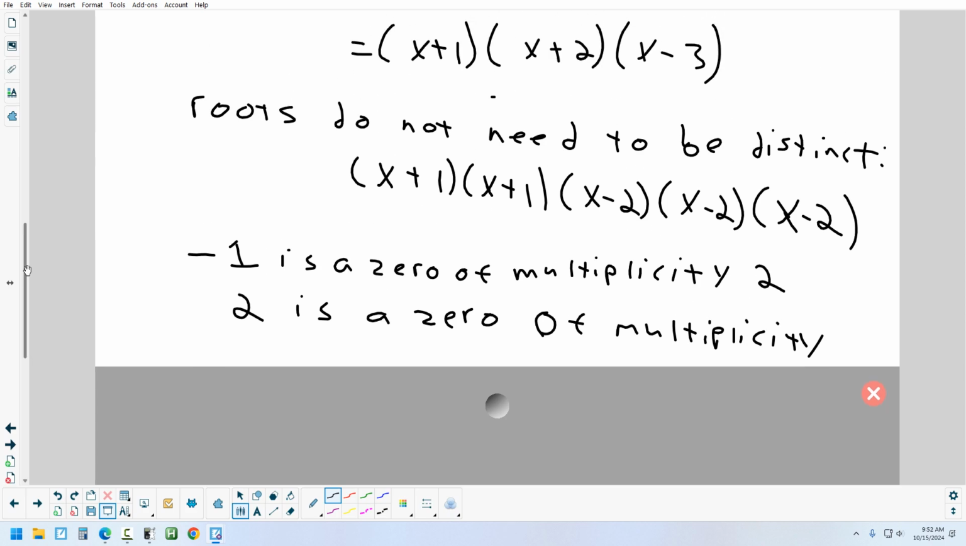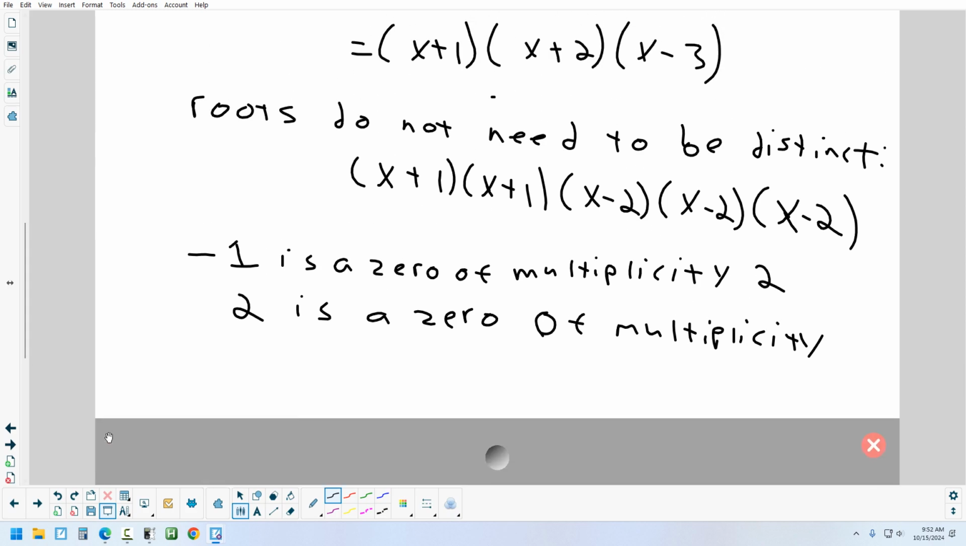So the fancy word for how many times a root occurs is called multiplicity. So -2 is a root, and that one occurred twice. So we say it has a multiplicity of 2. I didn't write the last one. 2 is a root, and how many times does the number 2 occur as a root? Yeah, 3 times.